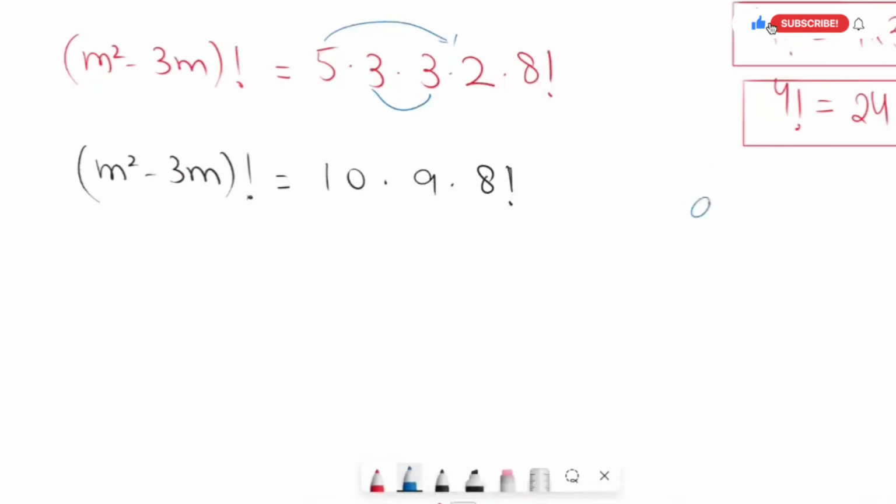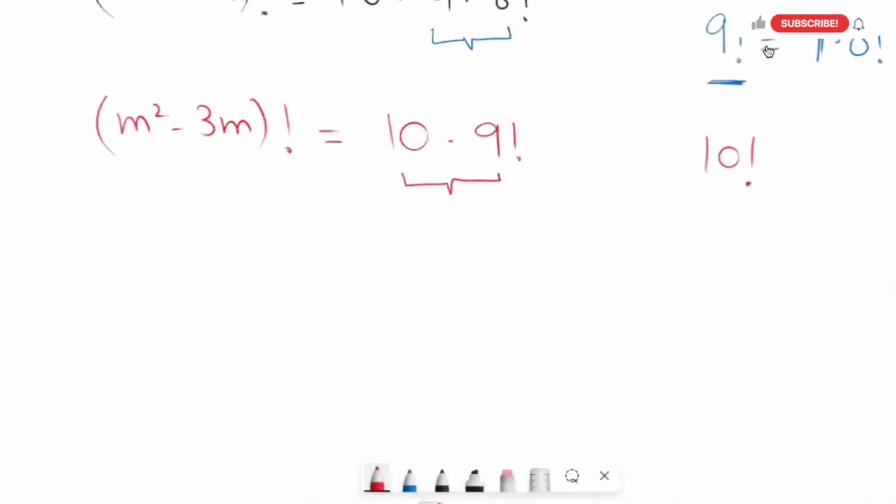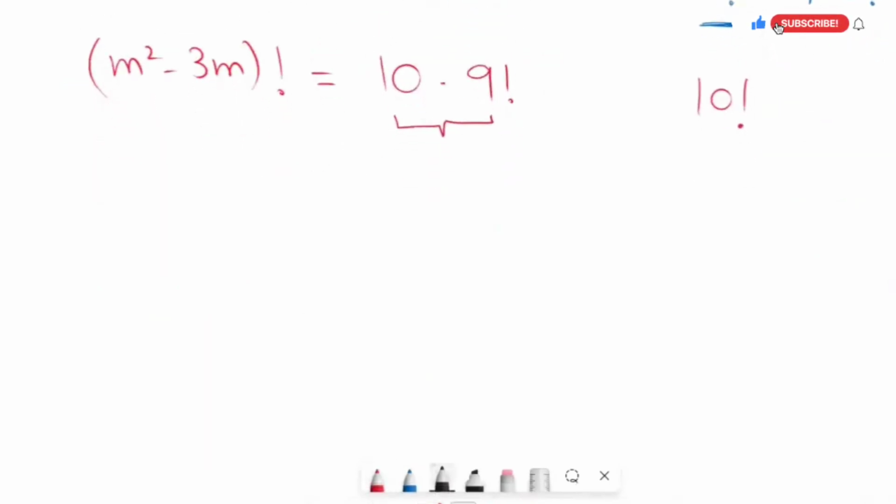Next, for the factorial of 9 we have 9! is equal to 9 times 8!. So in replacement of 9 times 8!, I am going to write 9!. So this will turn to (m² − 3m)! is equal to 10 times 9!. Now 10 times 9! is equal to 10!, so in replacement of this I am going to write only 10!. (m² − 3m)! is equal to 10!.